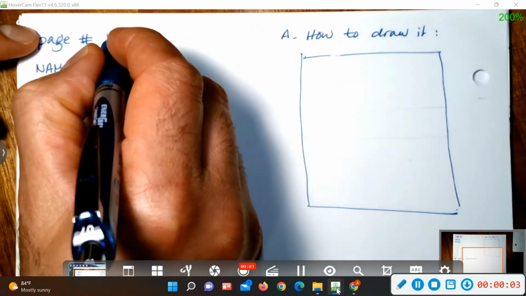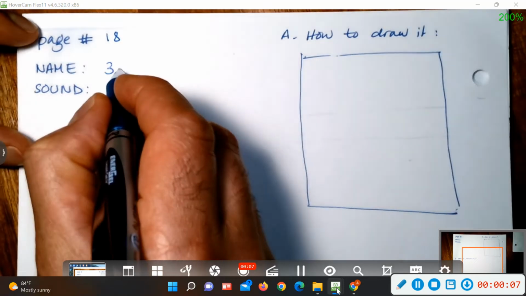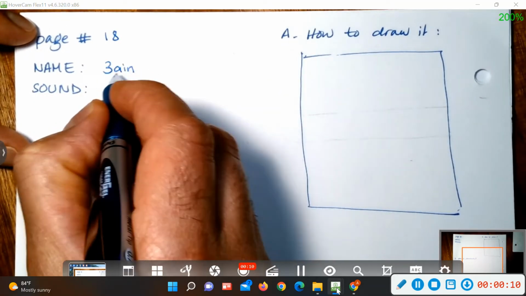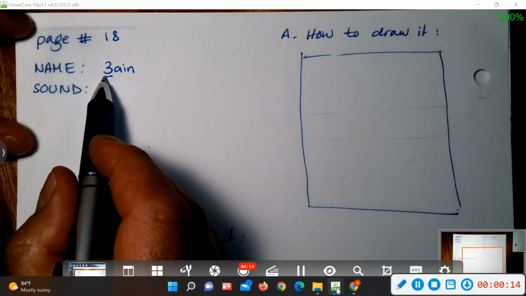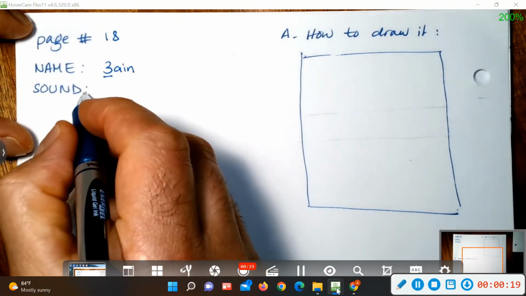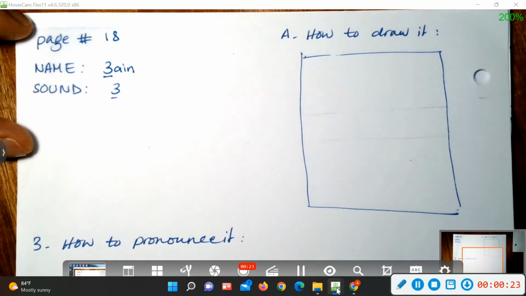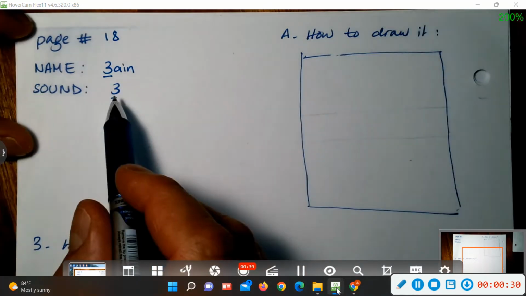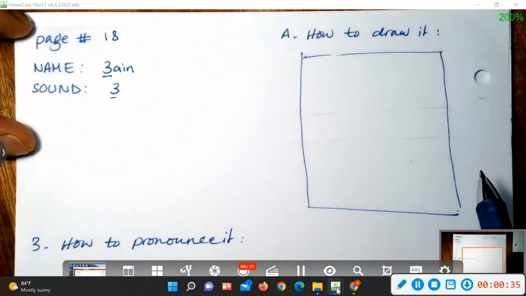Letter 18. The name is Ghain, with number 3 representing the sound. The sound is a. Now we use number 3 because there is no equivalent to the sound in the English alphabet.